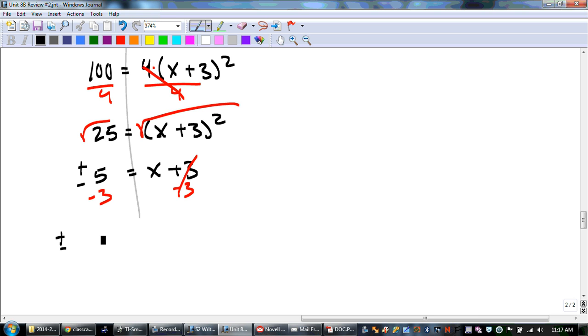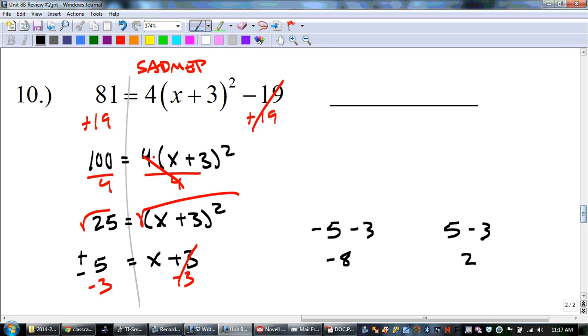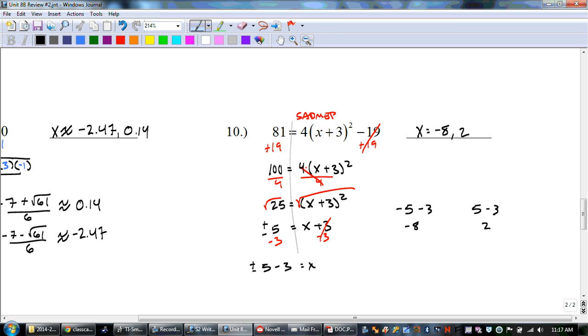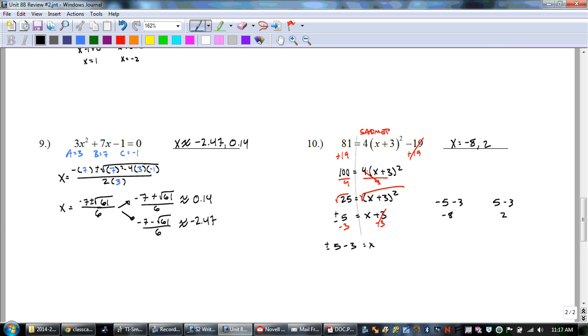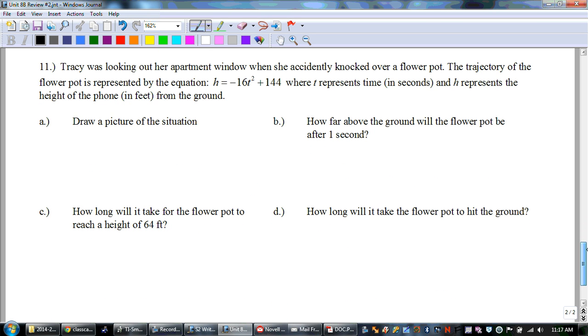But the way this looks is I have plus or minus 5 minus 3 equals x. I have to break that down. So I have a -5 minus 3, and then I have a +5 minus 3. That's going to get us our two answers of -8 and 2. So x equals -8 and 2. All right, now we're almost done. Go ahead and read it and see how many of these you can get done yourself.